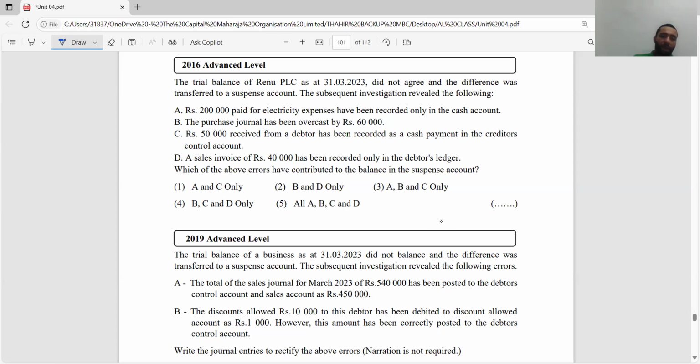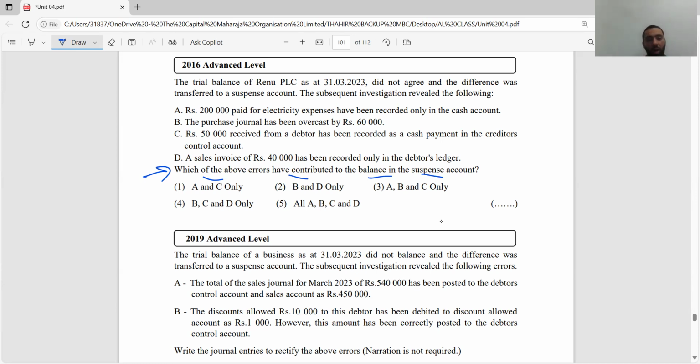Right. The trial balance of Renu PLC did not agree, and the difference was transferred to a suspense account. The subsequent investigation revealed the following. First of all, let's read the requirement. Which of the above errors have contributed to the balance in the suspense account? Which of the errors will create a suspense account?